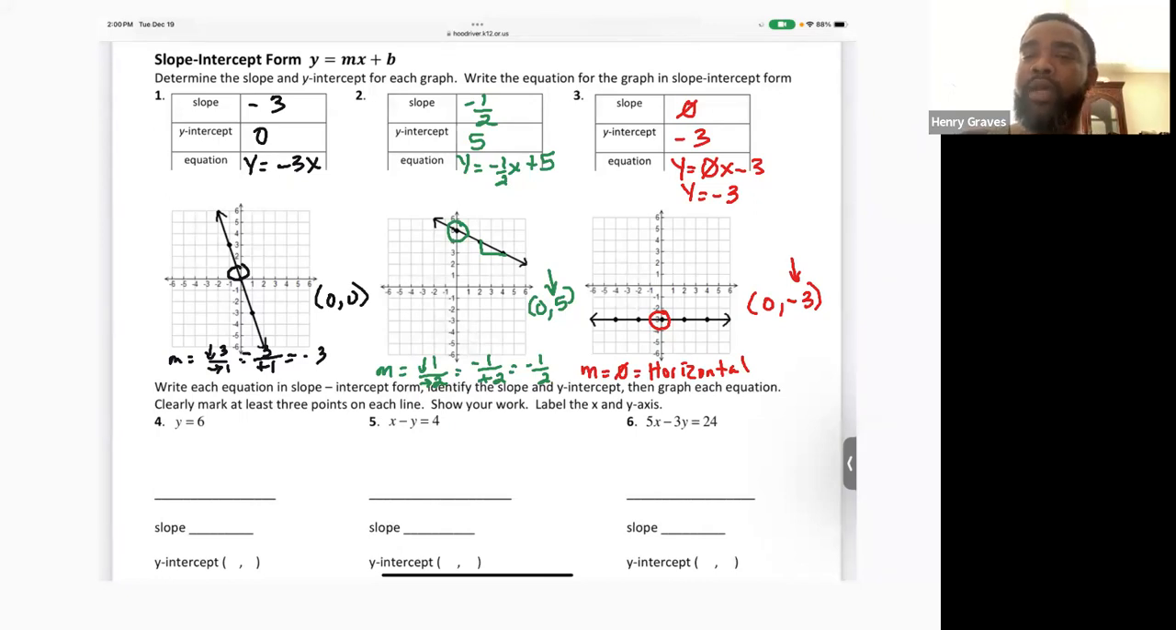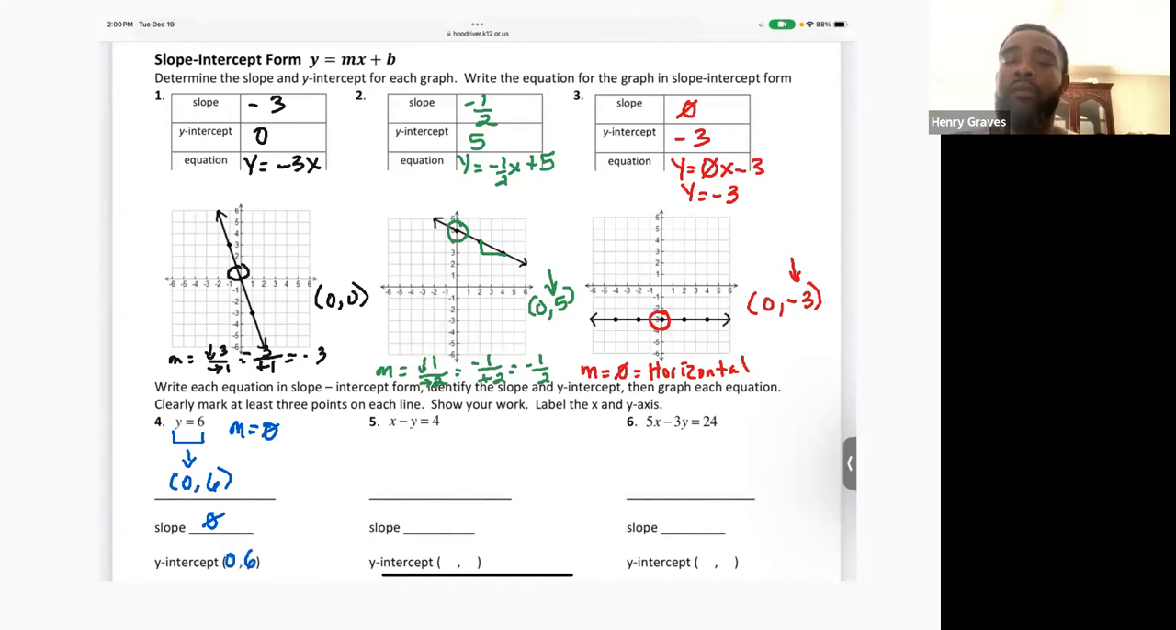So y equals 6. Again, if y equals 6 on number 4, that means my m is equal to 0. In that case, my slope is 0, and my y-intercept here is going to be at 0, 6. And that's all there is to that. So when you see something like that, if y is equal to 6, my slope is 0 because it's going to be a horizontal line, and all the y values of that line are going to be at 6.